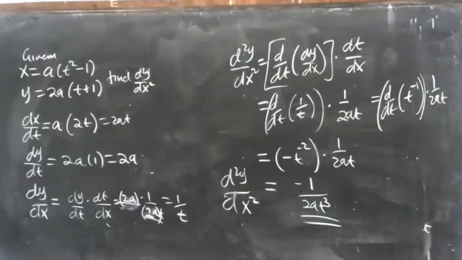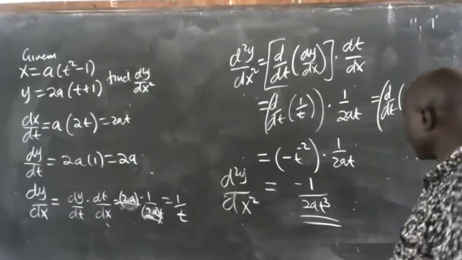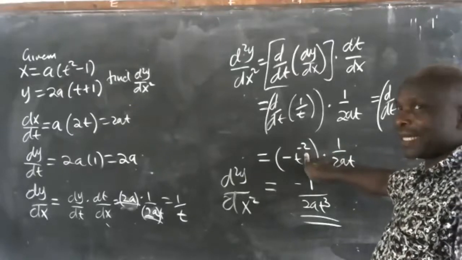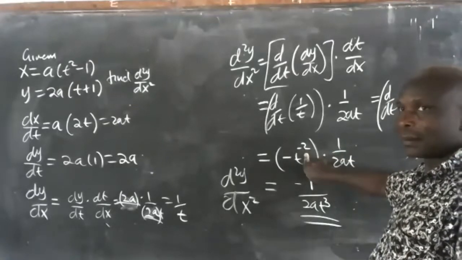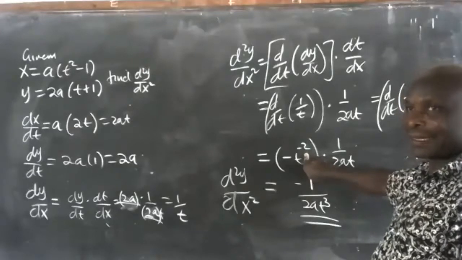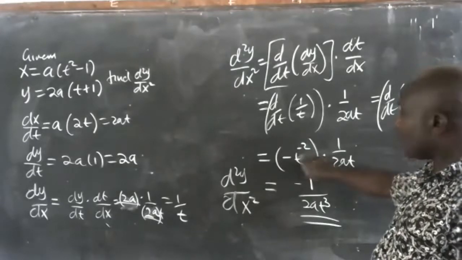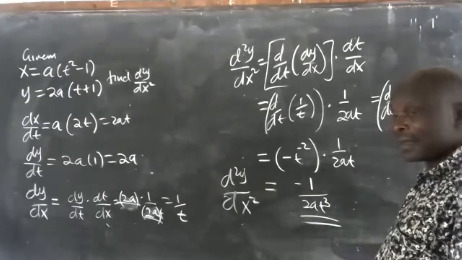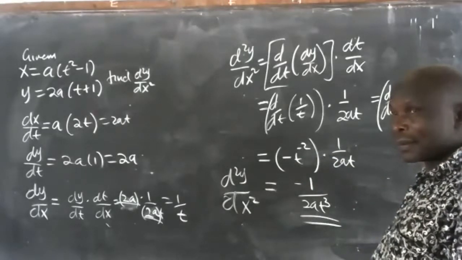Yes. Elaborate how you got the final answer, like the multiplication part of negative 2 to the power negative 2 times 1 over 2a. This thing here is the same as negative 1 over t squared, isn't it? Negative 1 over t squared is this. You know how I got this? Then this one here times this, you should get this. Is there any problem?